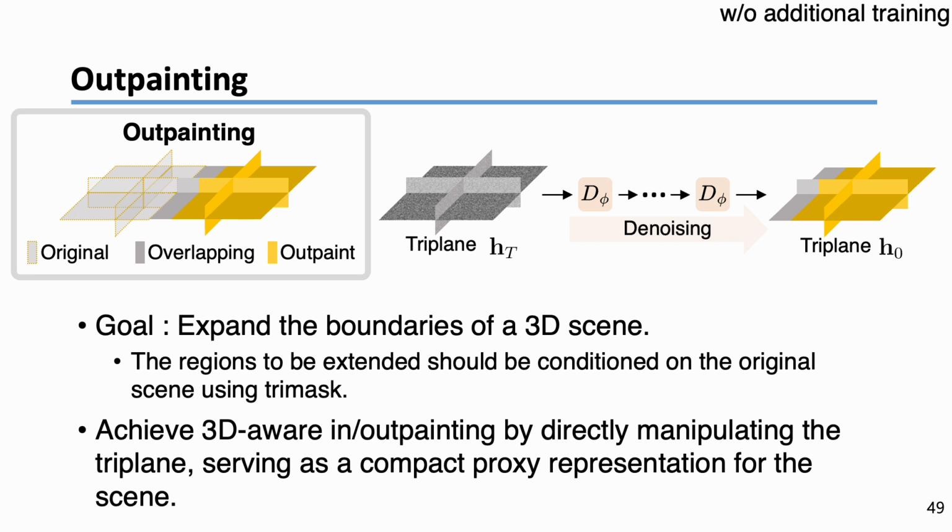So let me explain outpainting and inpainting in more detail. To outpaint a scene seamlessly, we extend the triplane instead of the 3D scene, without any additional training. Our model generates a novel triplane that partially overlaps with the original triplane. We define a binary spatial tri-mask covering the regions to be outpainted on the triplane for 3D-aware outpainting.